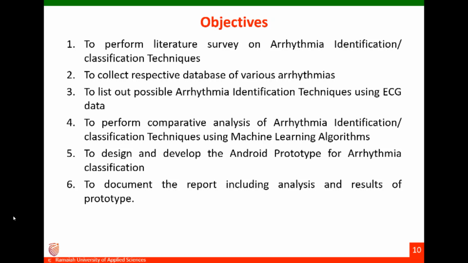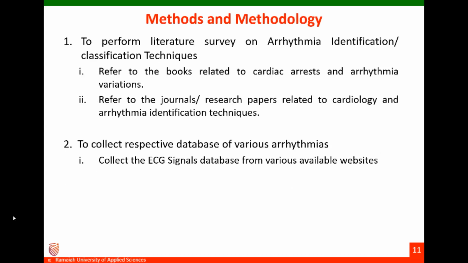The first one was performing the literature survey on arrhythmia identification classification techniques, to collect respective databases of various arrhythmias from various resources. Then the next is to list out possible arrhythmia identification techniques using ECG data. Next is to perform comparative analysis of arrhythmia identification classification techniques using machine learning algorithms, based on all the literature surveys, papers and resources we have referred to. And the next one is the development of the Android prototype. Next, the last one is the report including analysis and results of the prototype.